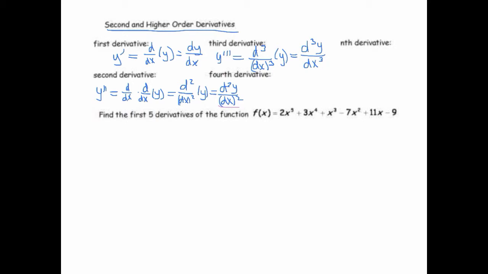In general, after we get to three dashes, it becomes unreasonable to keep using dashes. So you usually take the fourth derivative by putting a 4 in parentheses, to distinguish it from the exponent, raising y to the fourth, and that's going to be represented as 4 derivatives of y, or d fourth y over dx to the fourth. And so in general, we can say that the nth derivative is just d^n of y over dx^n.